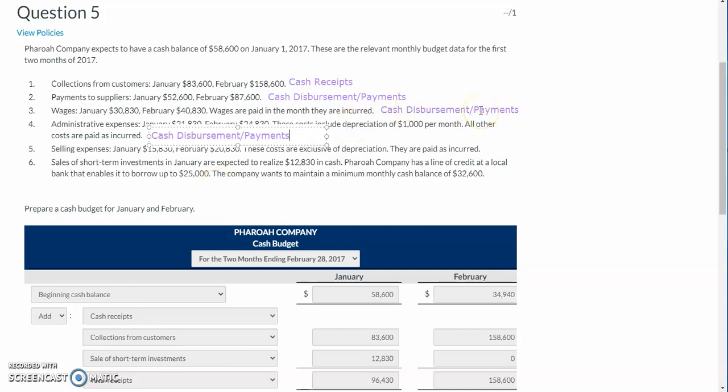And then we have our selling expenses. Those are not just going out to our employees, but just regular selling expenses such as your advertising and things like that, okay? So the amount to the employees actually got included in our wages. And then we have our sales of short-term investments, okay? So investments are part of our investing activities. We're expected to receive cash. So this is going to be a cash receipt.